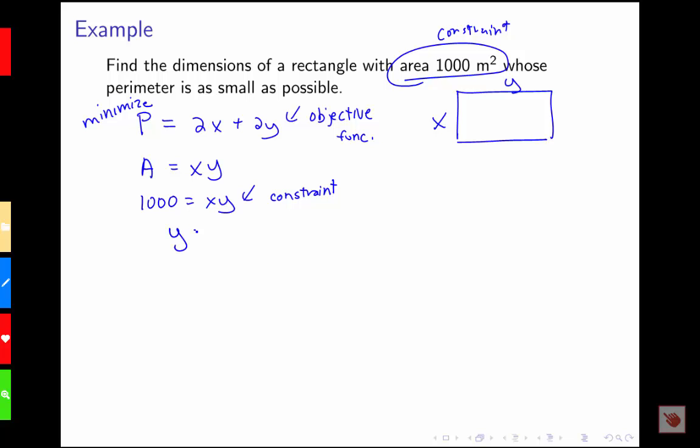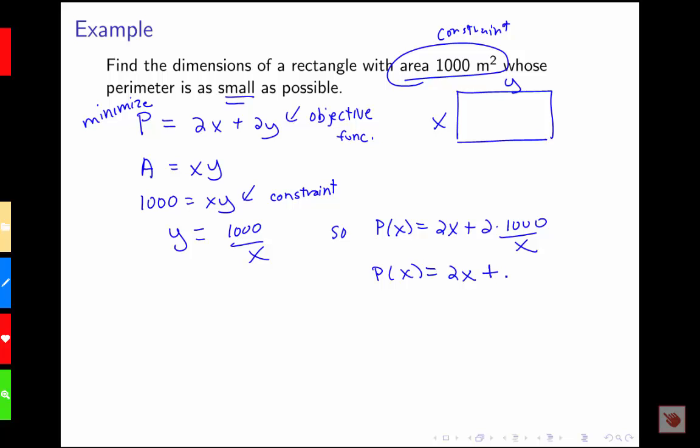So if we solve this for y, we've got y is equal to 1000 over x. So we have P of x is 2x plus 2 times 1000 over x. So we've got our perimeter equation that we're interested in minimizing, as 2x plus 2000 over x. So we know that one of our next steps after we've identified our function in terms of one variable is to say what the domain is.